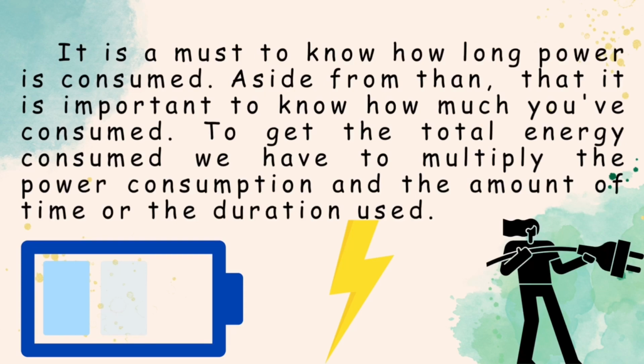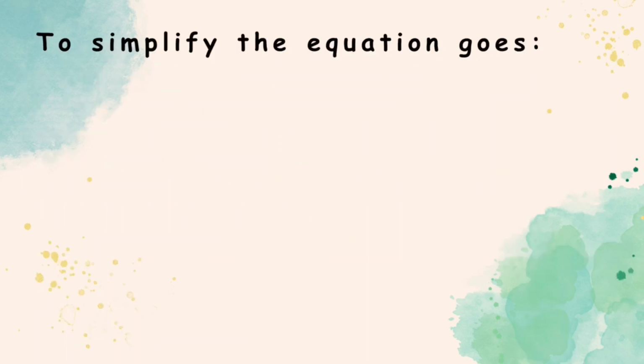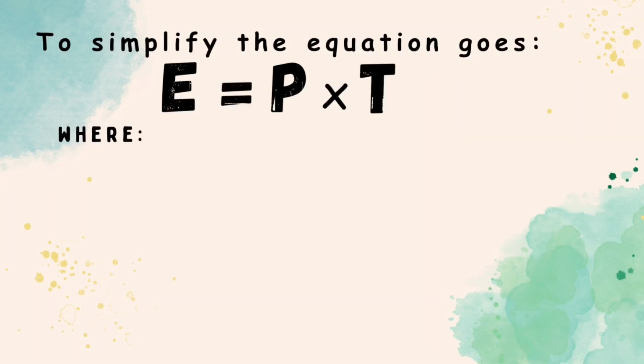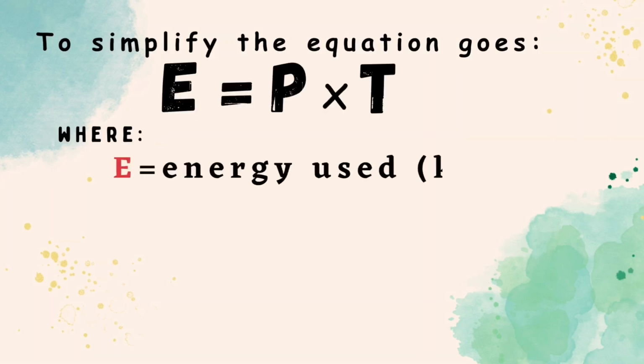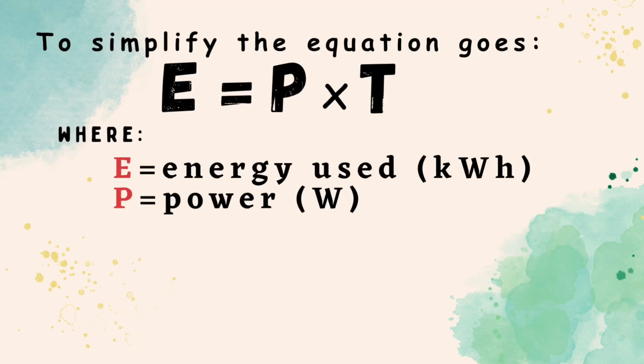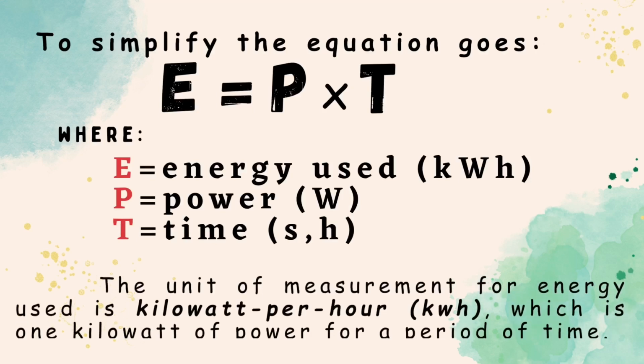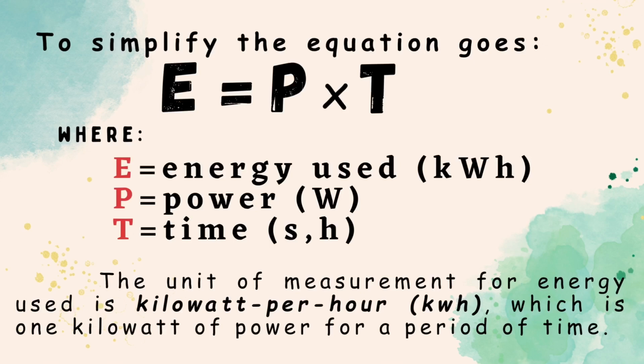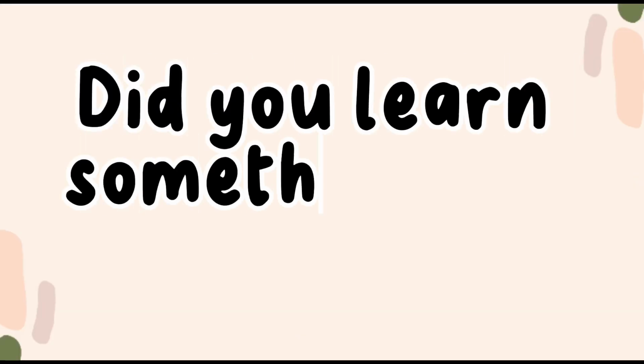To get the total energy consumed, we have to multiply the power consumption and the amount of time or the duration used. To simplify, the equation goes E is equal to P times T, where E is the energy used, that is in kilowatt hour. P is for power, which is in watt, and T is for time, which is either seconds or hour. The unit of measurement for energy used is kilowatt per hour, which is 1 kilowatt of power for a period of time. So, did you learn something new today?